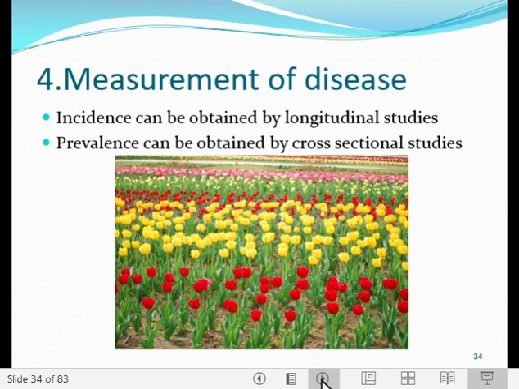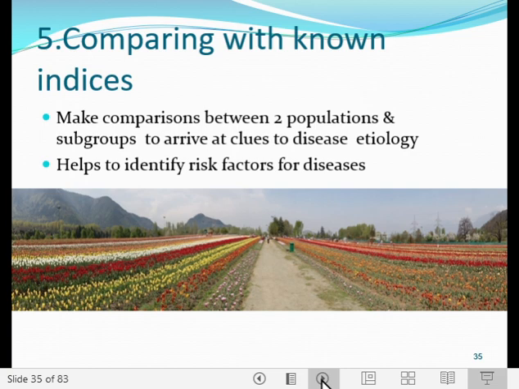The next is you measure the disease. We just studied what is incidence and prevalence in the previous lecture. So, incidence can be obtained by longitudinal studies and prevalence can be obtained by cross-sectional studies. What do you mean by the word longitudinal? When a study is carried out over a long period of time, that is you find the disease and then you have a constant follow-up, that is a longitudinal study, while a cross-sectional study is carried out on a cross section of the people at a time, and it is not over a long period of time, it is taken right away.